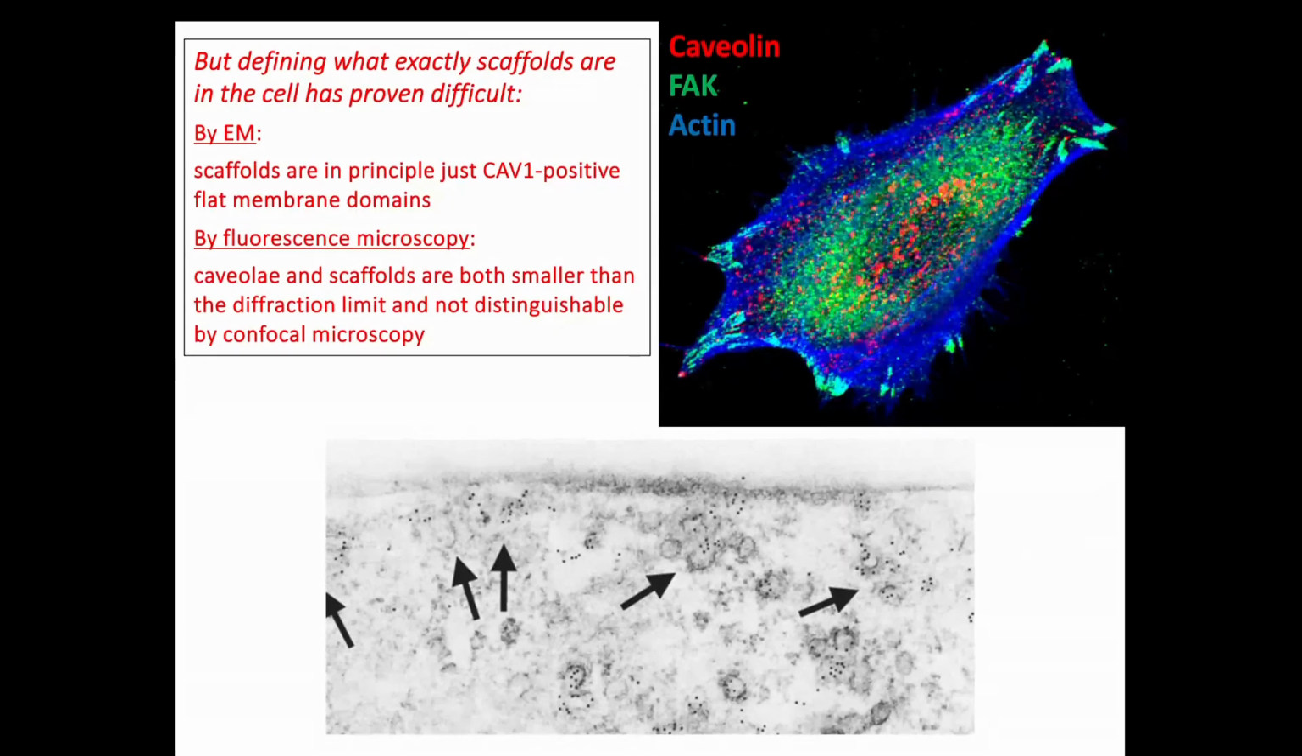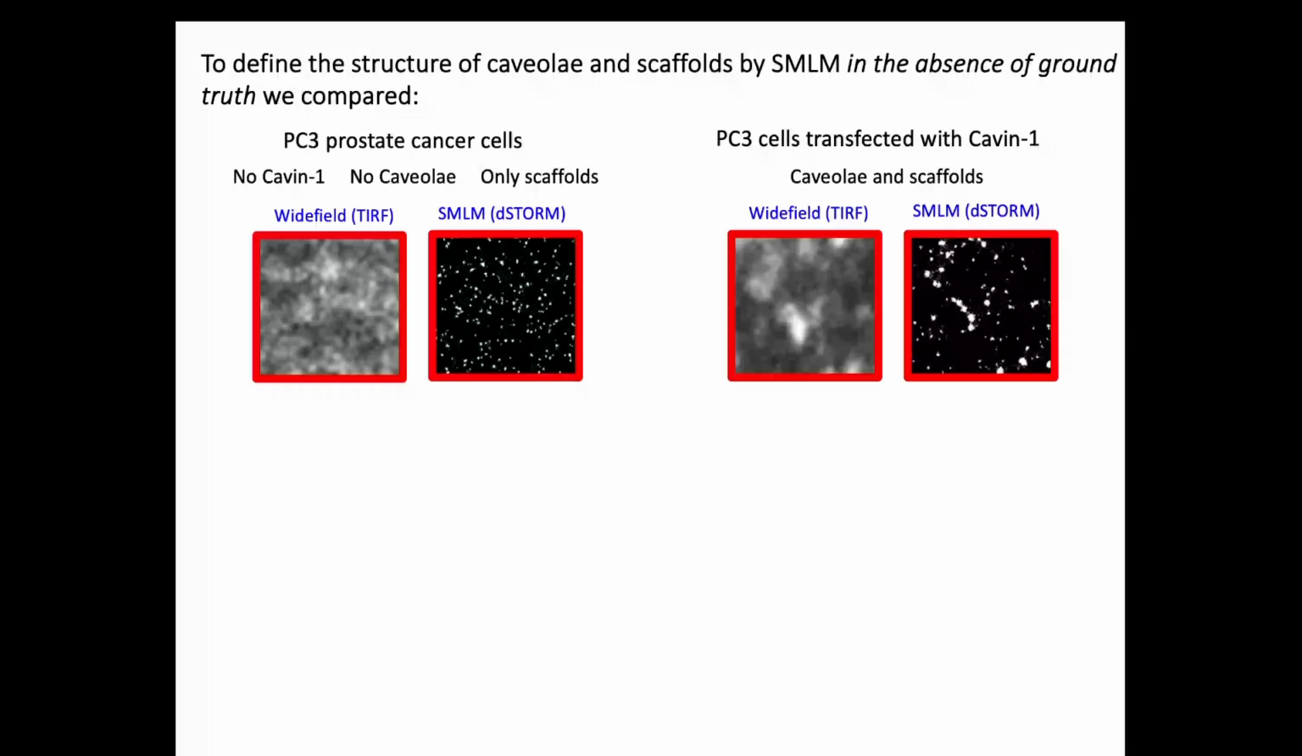By EM, you can do some labeling, and you can see caveolae labeling at the plasma membrane. But what are these? They look like just caveolin-positive flat membrane domains. By fluorescent microscopy, here in red, caveolin labeling gives lots of spots. So maybe the small ones are scaffolds and the big ones caveolae, but it's really hard to tell. So to define the structure of caveolae and scaffolds by single molecule localization microscopy, in the absence of ground truth, we don't know what they are.